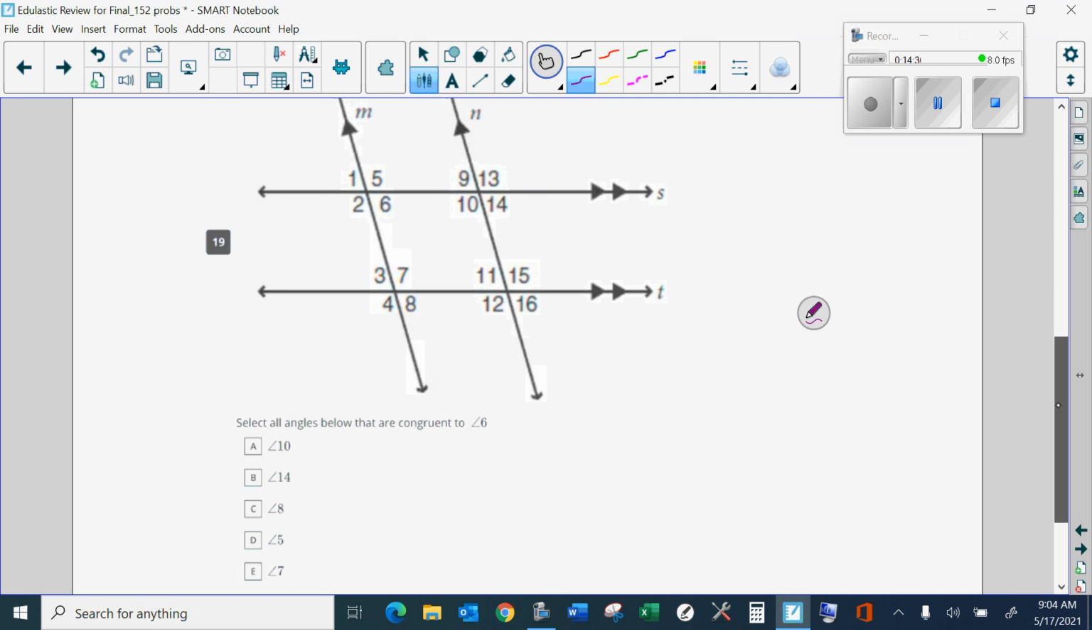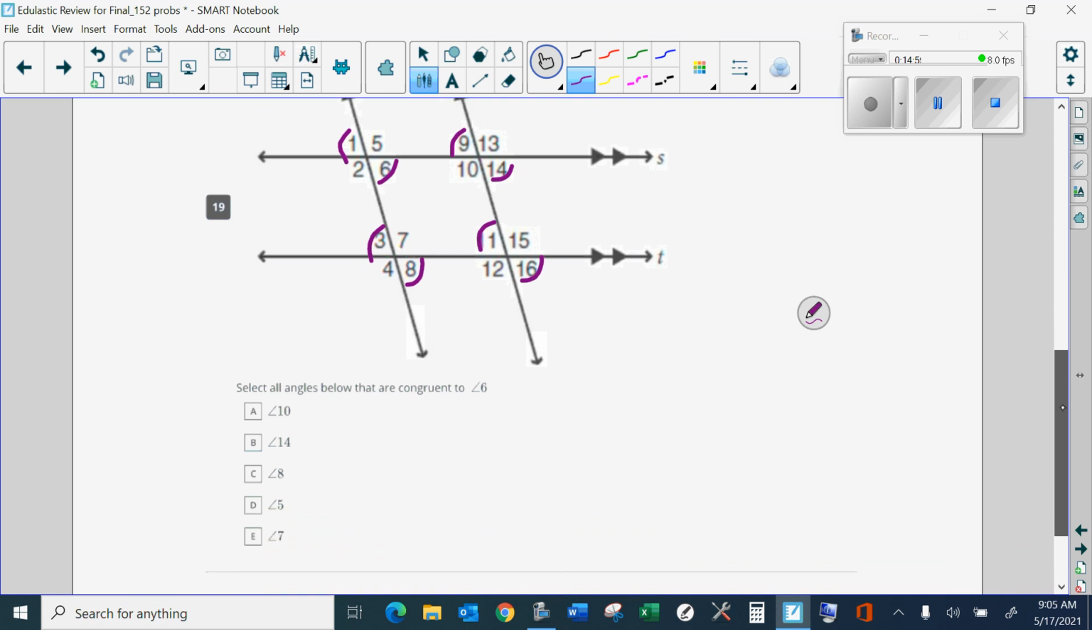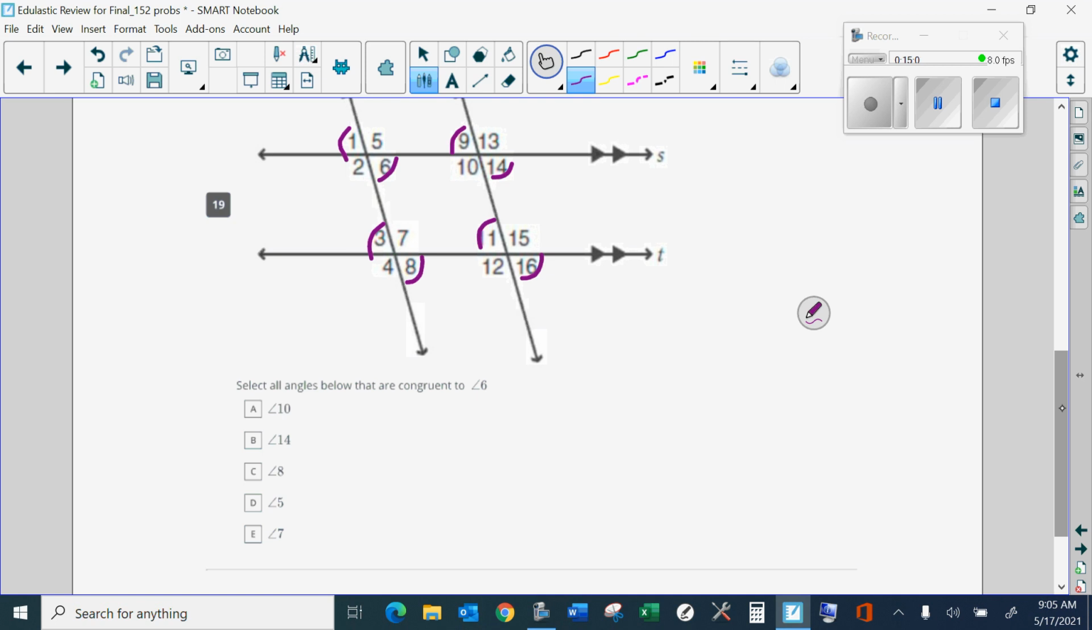Okay, select all the angles below that are congruent to angle 6. Okay, well that's going to be congruent. That's going to be congruent, alternate interior, vertical angle, alternate interior, corresponding for 14, or vertical angle there, corresponding there, also alternate interior from 6, or corresponding from 1. Okay, so all those are my congruent ones. So what do we have? Is 10 marked? No. Is 14 marked? Yes. Is 8 marked? Yes. Is 5 marked? No. Is 7 marked? No. Okay, there you go.